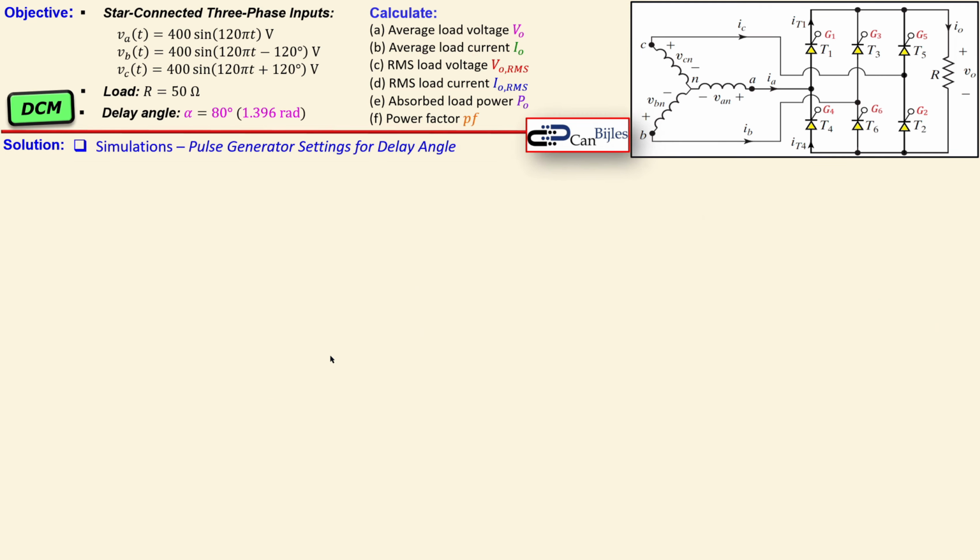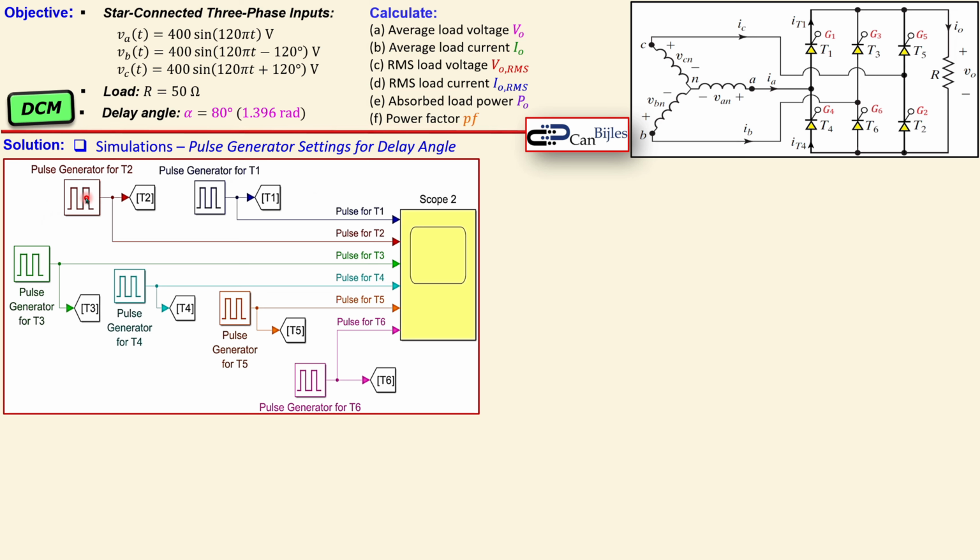Okay, let's now see in more detail how we generate these pulses for the gates of this thyristor. So we look now at the pulse generator settings for our delay angles. So this is now the picture in the Simulink. You see here the T1 up to T6. Those are the 6 generators. There will be also 6 different settings in the delay angle. So we will see that shortly. And this is now also the scope, so just to see the plots here.